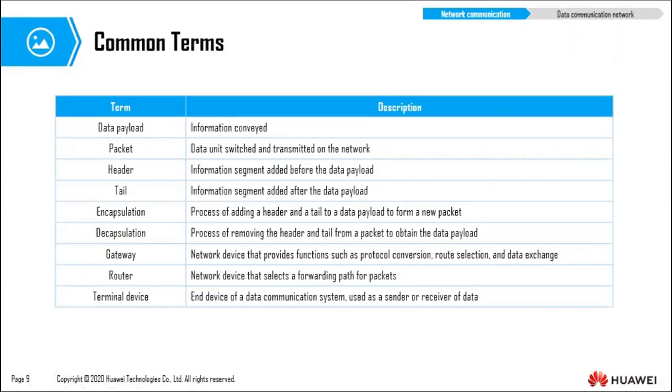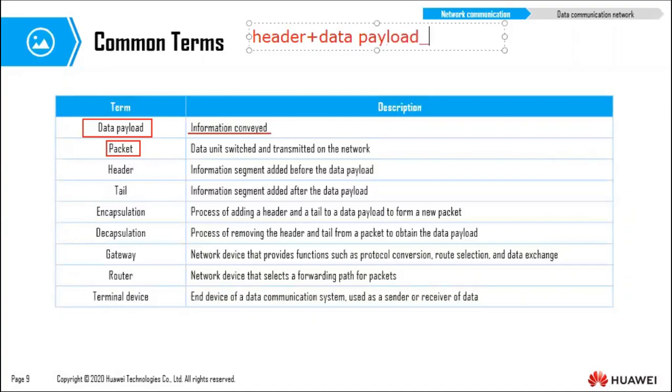So a few definitions here, so that you can understand these terms as we describe them. We've already talked of the data payload, and we say that the data payload is the information that we want to convey. That information that we want to send is the data payload. Then packet. The main difference between the data payload and the data packet is that the packet has the components of a packet. It has the header, it has the data payload, and it has the tail. So that is what we call a packet.